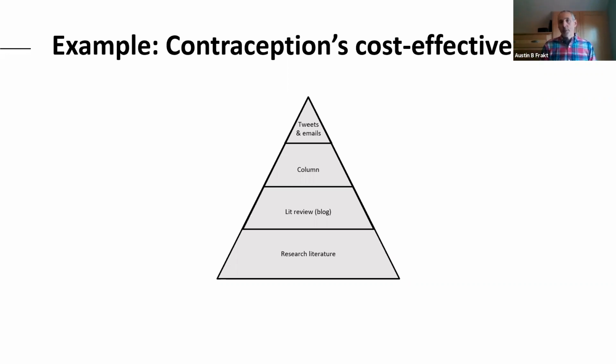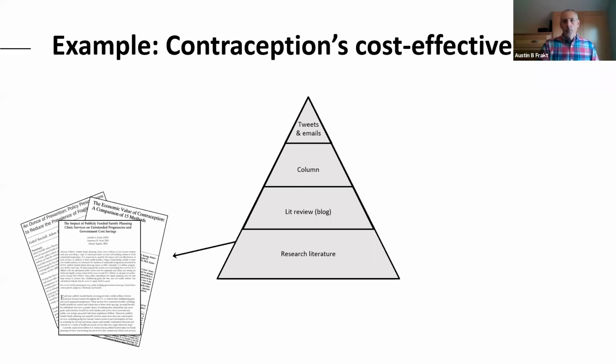I'm going to talk about cost effectiveness of contraception. Actually, I'm not really going to talk about it. I'm just going to use that as an example. There is a research literature on the cost effectiveness of contraception. It's a bunch of research papers in a bunch of journals that nobody's going to read. And one can read them and one can write a lit review. That is already a service.